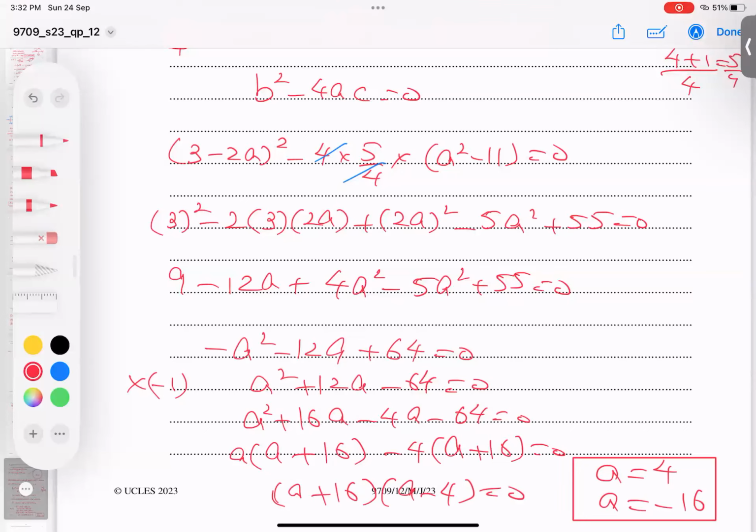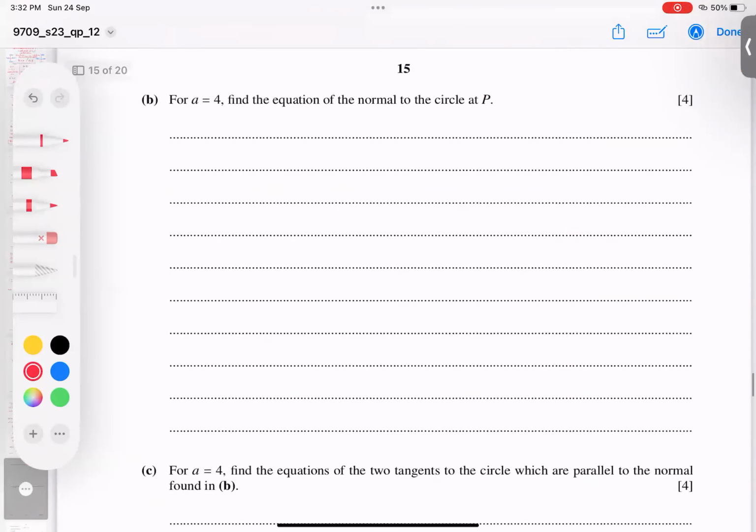Because he said, find the first one. Just a minute. 16 and 4, yeah, let me just recheck. So we're getting 4, and yes, correct. Let's go for the next question, next part.